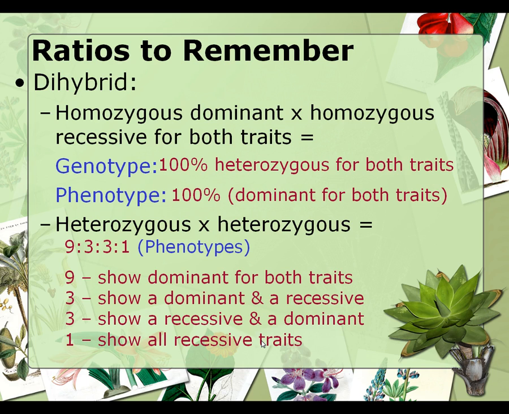If you see this 9-3-3-1, just know that it's a dihybrid cross because there are 4 numbers in our ratio, and that it's a heterozygous for both traits crossed with a heterozygous for both traits. Both of these screencasts are on my YouTube channel. You can get to it from my website.